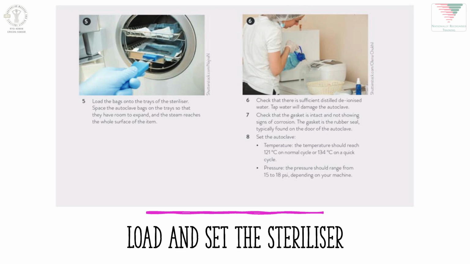2. Check that there is sufficient distilled deionized water. Tap water will damage the autoclave. 3. Check that the gasket is intact and not showing signs of corrosion. The gasket is the rubber seal, typically found on the door of the autoclave. 4. Set the autoclave. Temperature: the temperature should reach 121 degrees Celsius on a normal cycle, or 134 degrees Celsius on a quick cycle. Pressure: the pressure should range from 15 to 18 psi, depending on your machine.